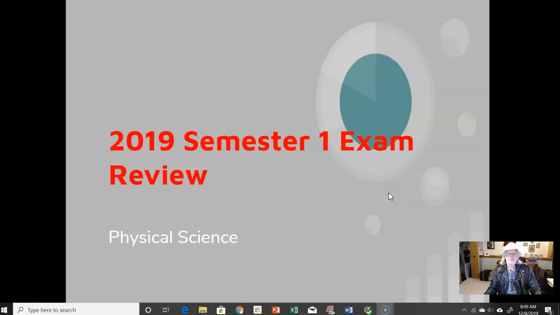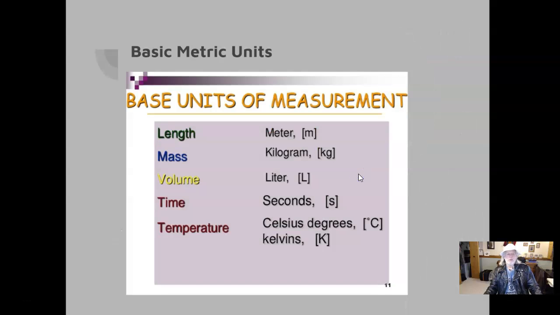This is the 2019 Semester 1 exam review. The test itself is 35 multiple choice questions. You will need a calculator, and it's a Google form, so we're going to do this in B1112 on exam day. First thing to go over is your basic metric units.